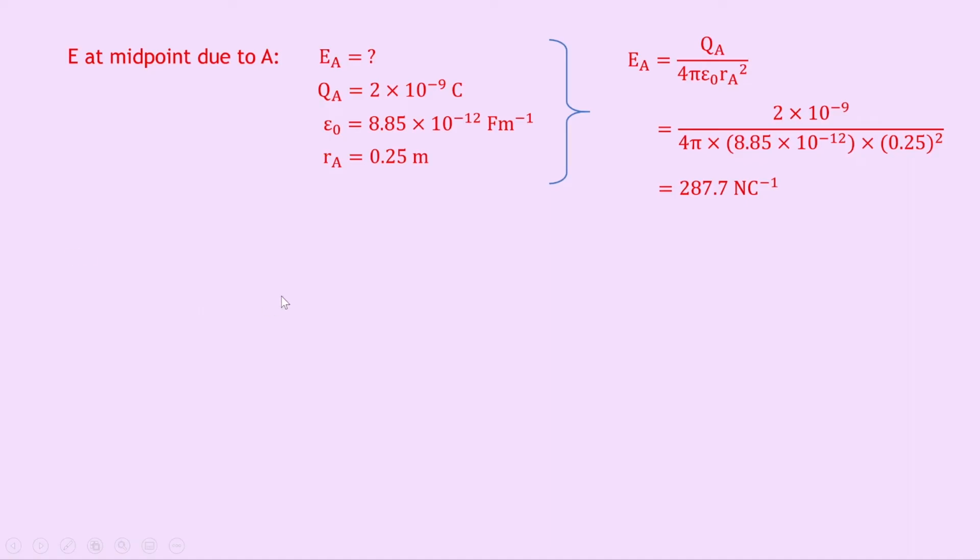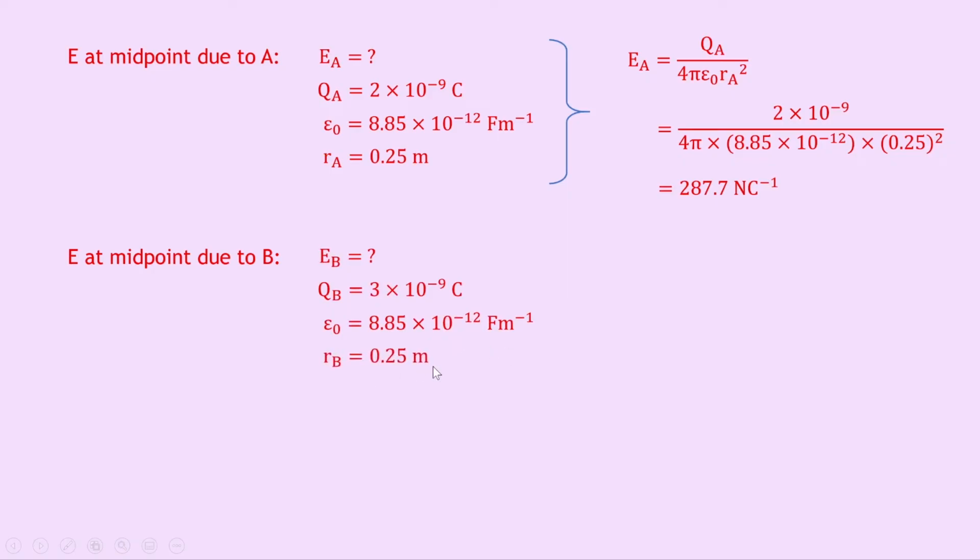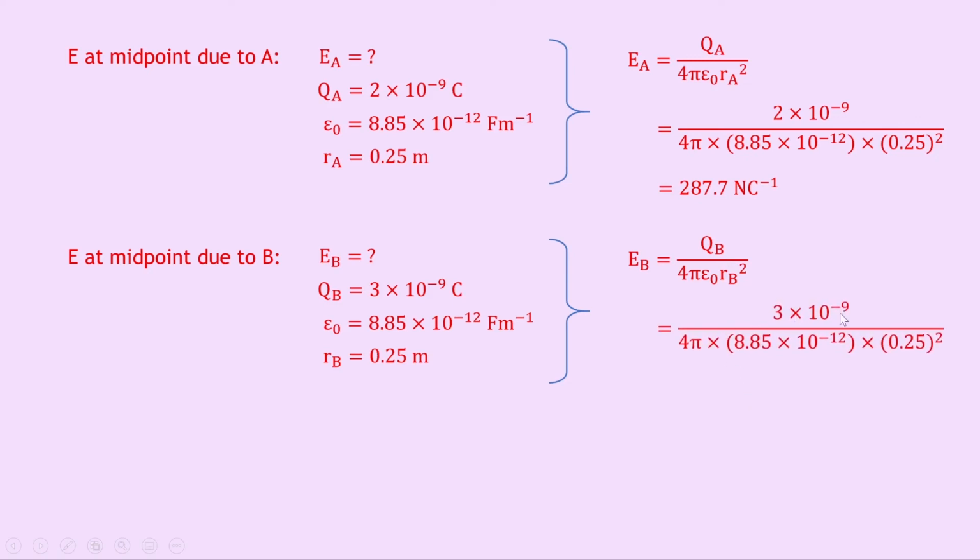Doing the same now but for charge B, finding E at the midpoint due to B, we're trying to find EB. We know that QB is 3 times 10 to the minus 9 coulombs. We know that epsilon naught is 8.85 times 10 to the minus 12 farads per metre, and RB is 0.25 metres. Writing down our equation, we have EB equals QB over 4 pi epsilon naught RB squared. Substituting in the numbers gives us 3 times 10 to the minus 9 divided by 4 pi times 8.85 times 10 to the minus 12 times 0.25 squared, where we're using half the total distance between the two charges, which gets us to the midpoint of 0.25 metres. And putting all of that into your calculator gives an answer of 431.6 newtons per coulomb.